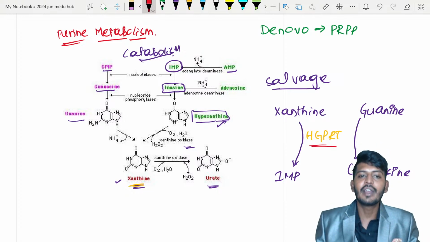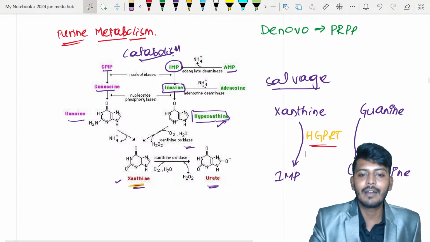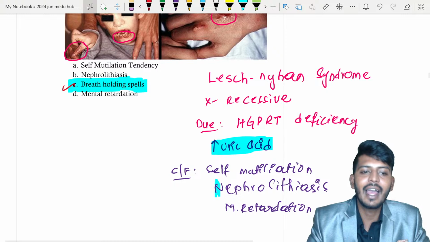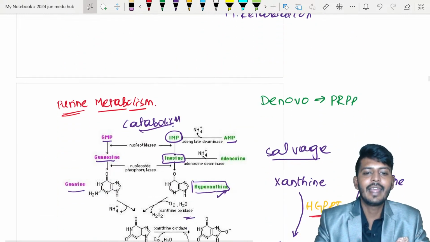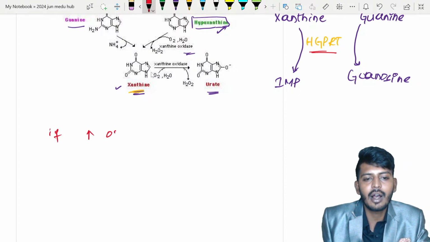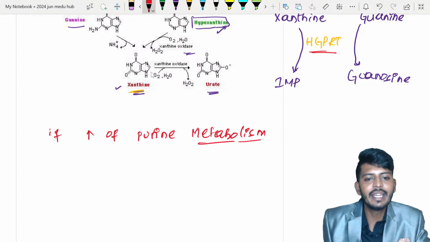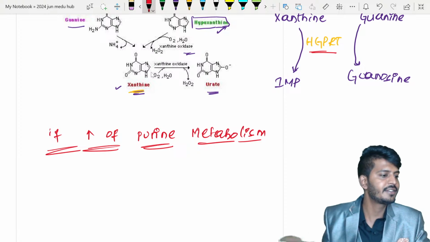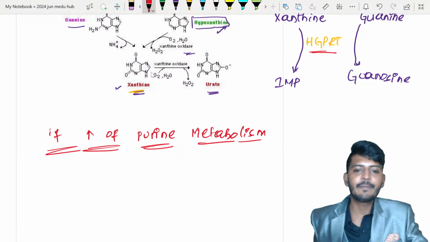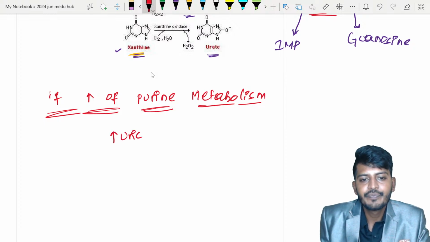Xanthine waste में जा रहा था, उसको वापस लाएगा IMP में by HGPRT. So if HGPRT is not there, what will happen? It will lead to more level of urea, leading to Lesch-Nyhan syndrome. Then there is one more thing. If there is an increase of purine metabolism, which disease will it lead to? हाँ, इंक्रीज ऑफ प्यूरिन मेटाबॉलिज्म होगा तो क्या होगा, बताओ क्विकली. इंक्रीज ऑफ प्यूरिन मेटाबॉलिज्म ऑटोमेटिकली इंक्रीज ऑफ uric acid.